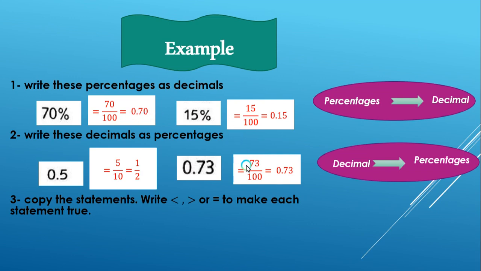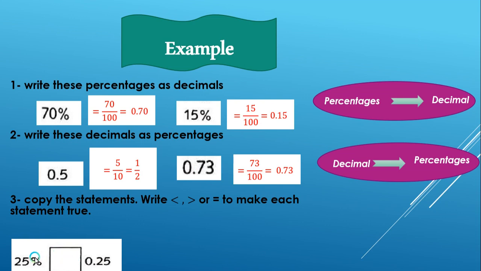0.73, I change this decimal to a fraction first. I know that I have two numbers after the point, so I put 2 zeros, it will be 73 over 100. So here I have 0.5, I have one number after the point, so I put 1 zero, it will be 5 over 10. After that I simplify, this fraction will be 1 over 2, and here I have 2 numbers after the point, so I have to put 2 zeros in the denominator.